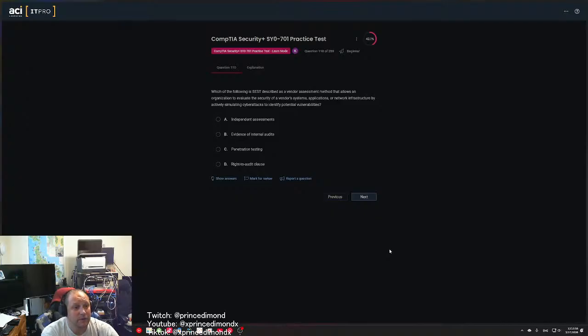Which of the following is best described as a vendor assessment method that allows an organization to evaluate the security of vendor systems, applications, or network infrastructure by actively simulating cyber attacks to identify potential vulnerabilities?